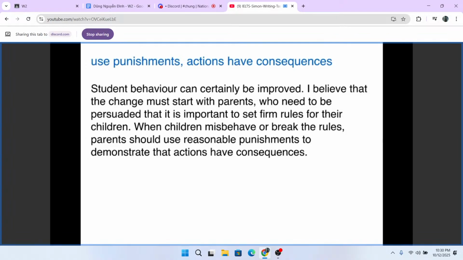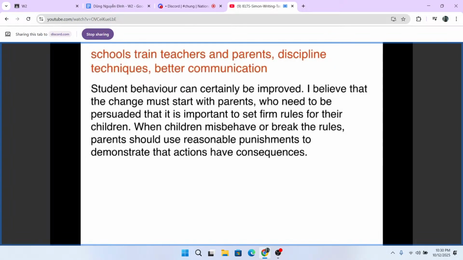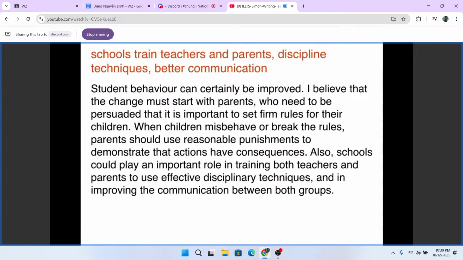The next idea will be the "secondly" point about teachers and schools. Schools should train teachers and parents, discipline techniques, better communication. We wrote, "Also, schools could play an important role in training both teachers and parents to use effective disciplinary techniques and in improving the communication between both groups." That means the parents and the teachers.